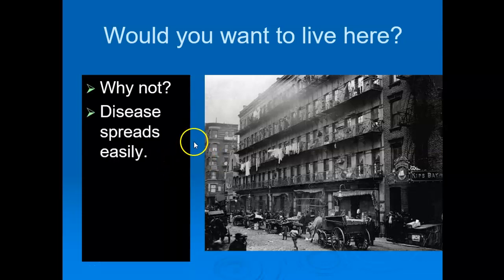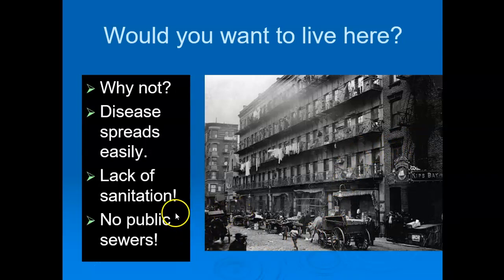Disease. You have that many people that close together, you're going to have disease spreading easily. Also, remember, this is in the age before vaccinations for various things we don't deal with anymore. There's a lack of sanitation. Most of these places do not have indoor plumbing. The back of it probably has some type of outhouse. Again, no public sewers. This is in the age before sewers are developed. So disease is a constant looming threat over cities.